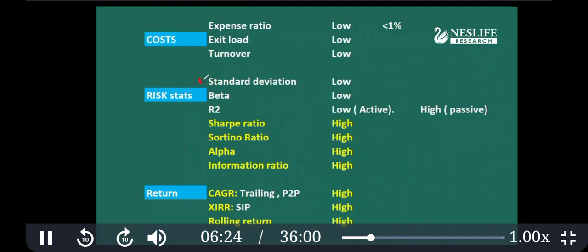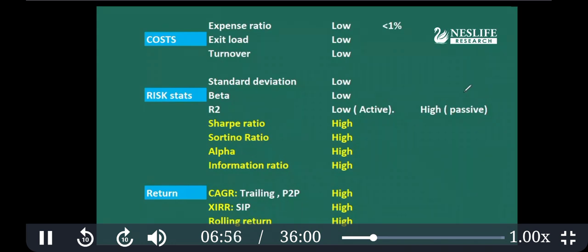we'll discuss standard deviation, beta, and R square, that is correlation squared. And our aim is to list all the parameters such that the ones which should be low are at the top and the ones which should be high are at the bottom. Okay, so it will be easy to make the checklist. Now, how high and how low will be based on the comparison with the index and peers.